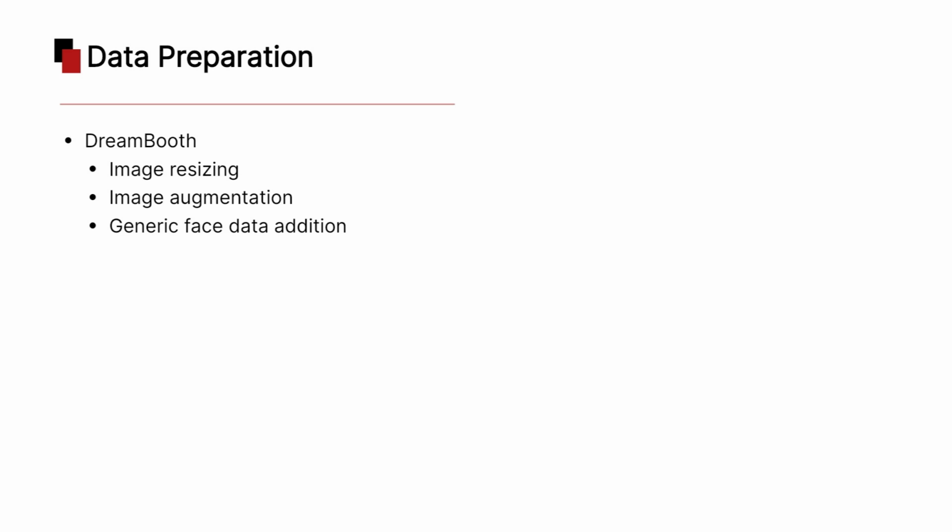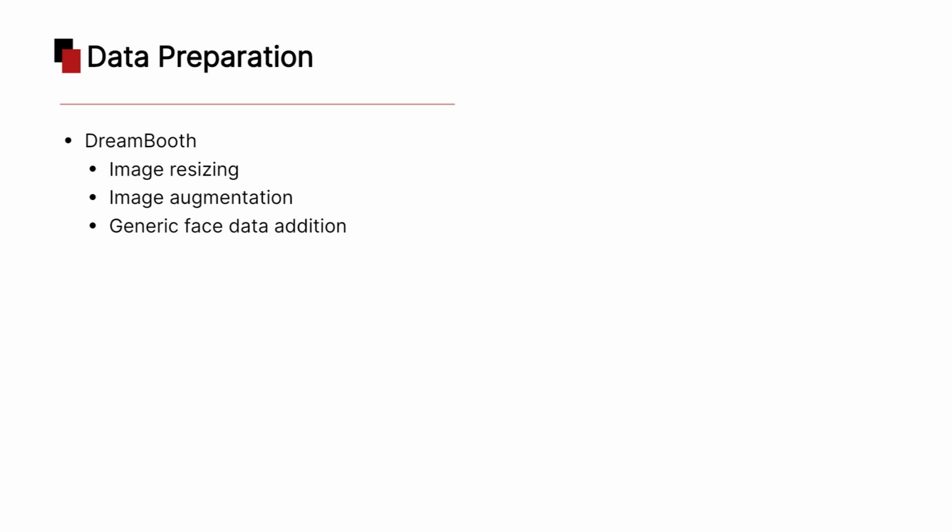For DreamBooth-based personalized headshot generation, the data preparation stage is critical because the quality and diversity of the training images directly affect how well the model captures the subject's unique identity while preserving the realism of a professional headshot. We start with image resizing to ensure all training images conform to the model's expected input resolution. DreamBooth models typically operate at fixed dimensions, for example, 512 by 512 pixels, so resizing ensures consistent spatial representation while maintaining aspect ratio to avoid facial distortion.